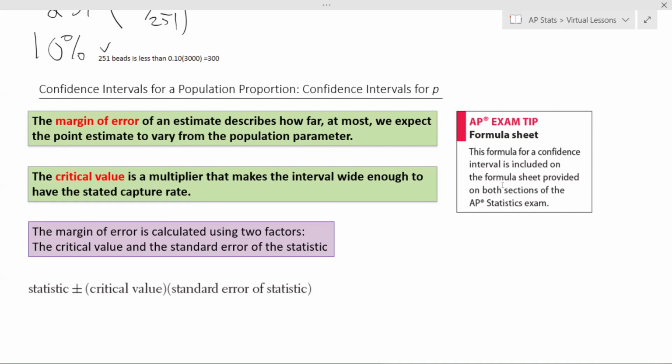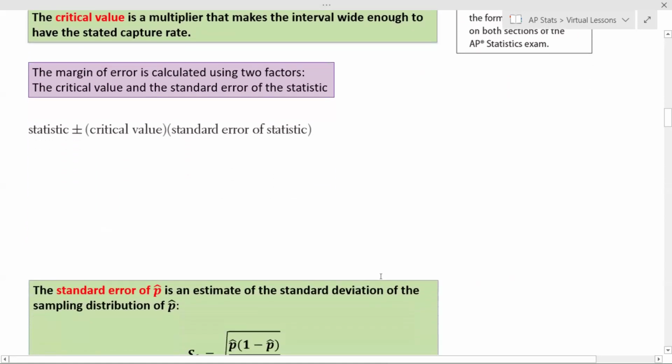So the margin of error is calculated using two factors. First, the critical value, and then the standard error of the statistic. So to get the actual interval, the calculation is whatever your statistic is, in this case we're looking at population proportions, plus or minus the critical value times the standard error of the statistic. Okay, so we're going to go through an actual example here and show you how to calculate this.